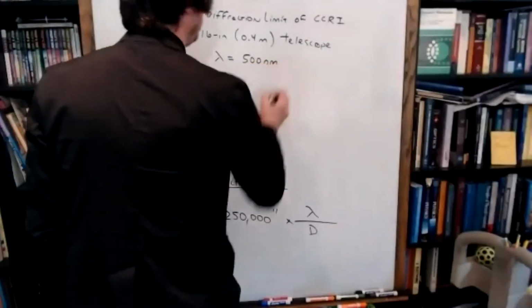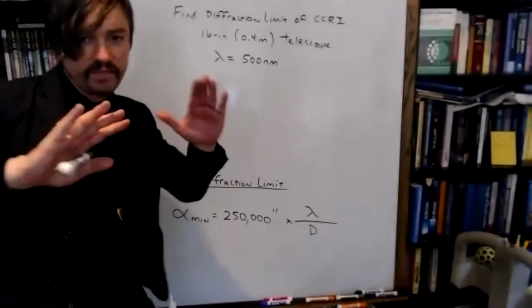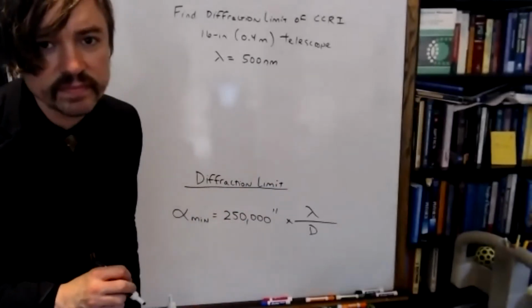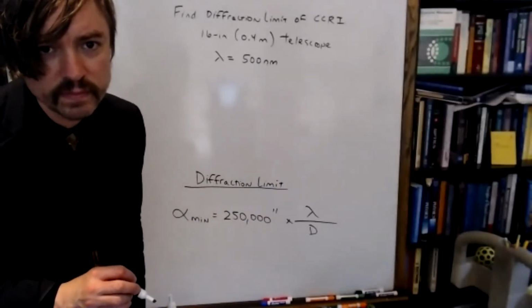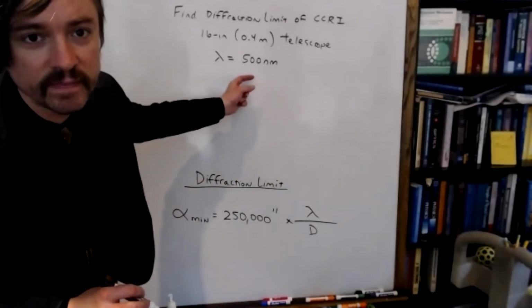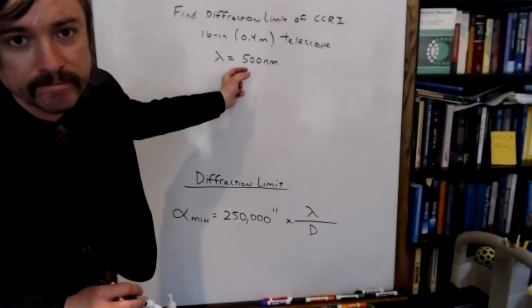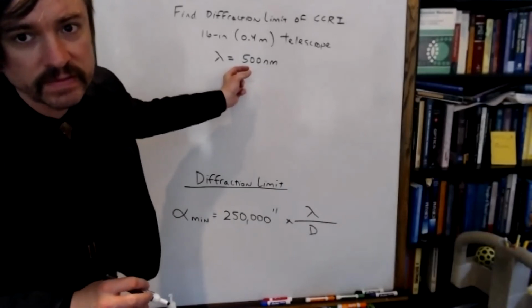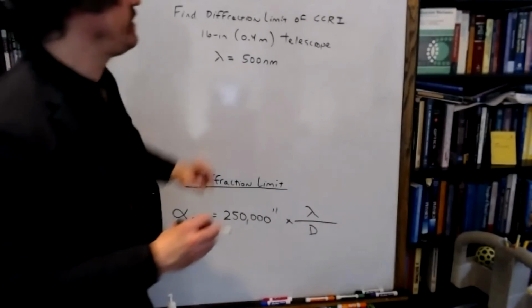What does nanometer mean again? Nanometer means what in terms of powers of 10? Can someone help me convert that to meters? 500 times 10 to the negative 9. Thank you.